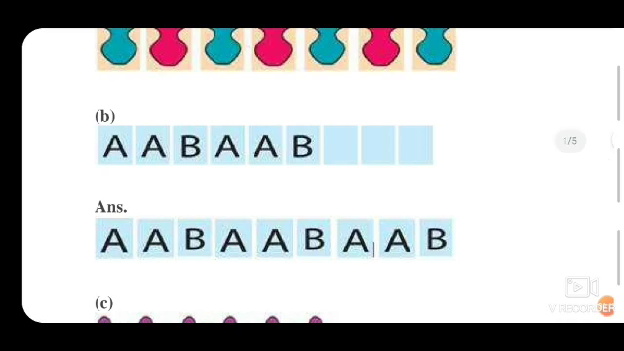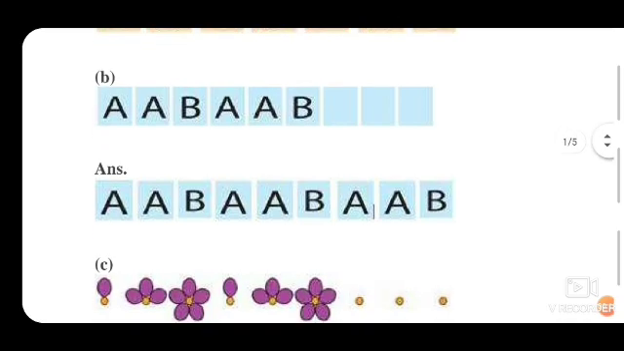Now, here we can see in the second sum: A, B, A, B, A, B. Then what will come next? A, B.